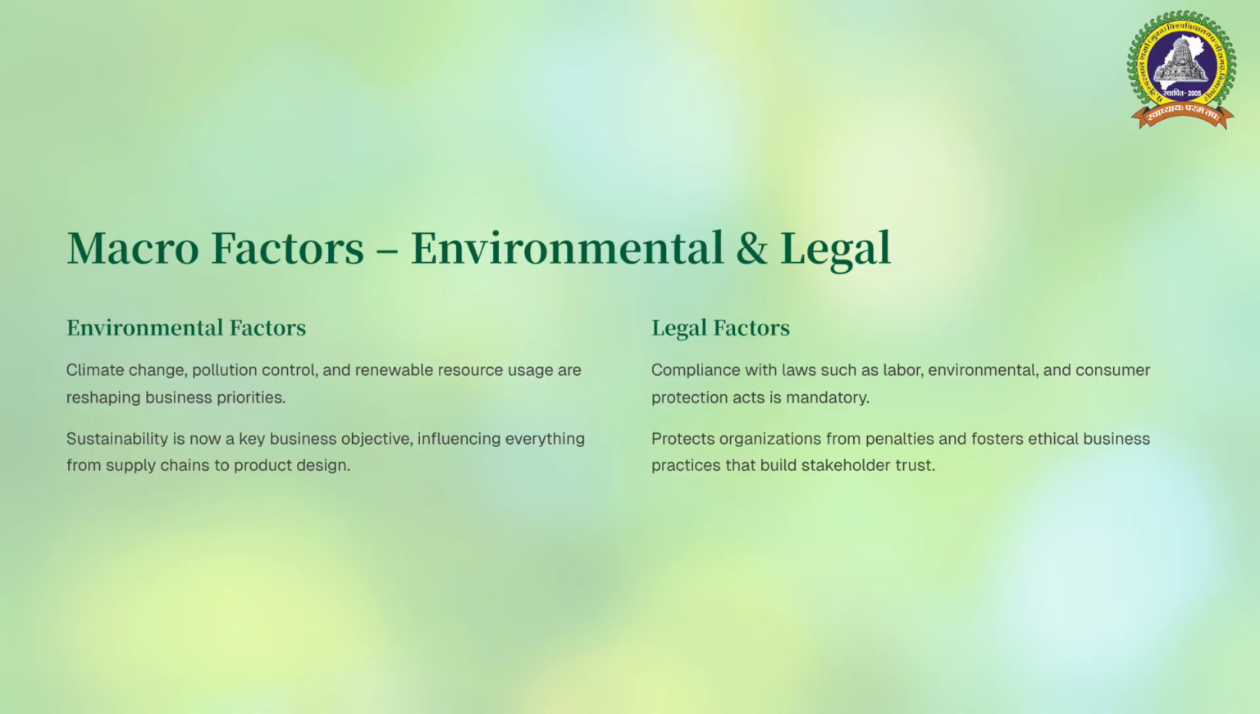The last two PESTLE factors are natural and legal. The natural factor, also referred to as environmental, relates to the natural environment and its impact. This includes climate change, the increasing scarcity of natural resources like water or fossil fuels, and environmental regulation. Finally, the legal factor consists of the laws that govern business operations. Businesses must adhere to these legal requirements to prevent financial penalties. This includes labor law, consumer protection law, and intellectual property law that protect patents, trademarks, and copyrights.